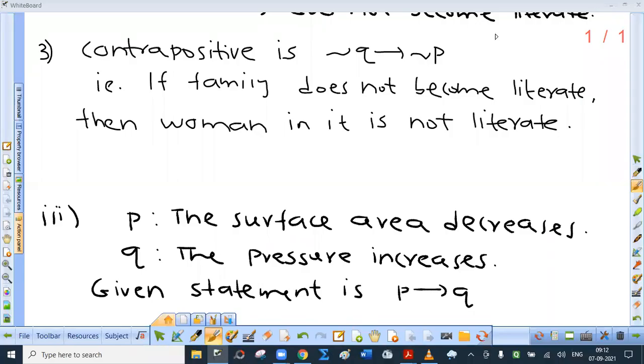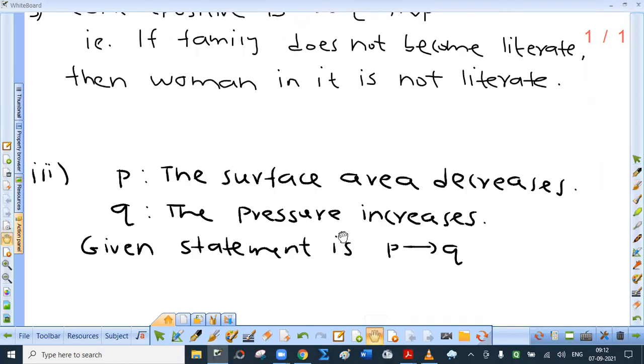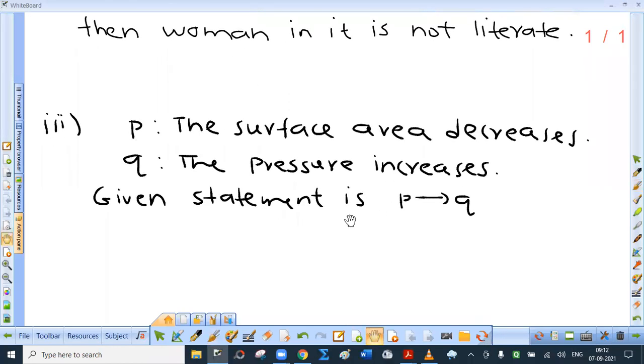Now the next statement is, third one, if surface area increases, then pressure increases. Let P denote the statement, the surface area decreases, and Q denote the statement, the pressure increases. So it will be not P, the surface area does not decrease, not Q, the pressure does not increase. I haven't written that. So the given statement is what? Write down. P implies Q.